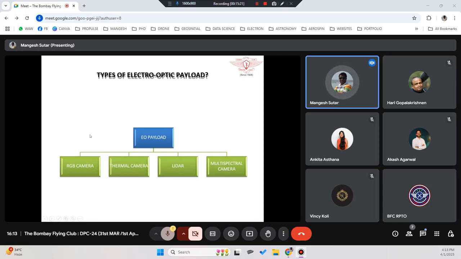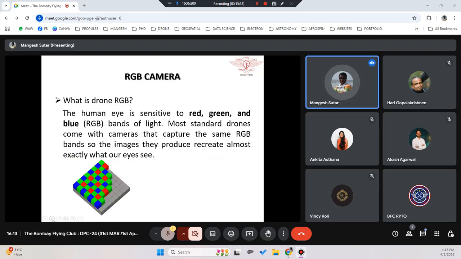So what types of electro-optical payloads do we have? We can have RGB cameras, thermal cameras, LiDAR sensors, and multispectral or hyperspectral cameras also. So what is an RGB camera? An RGB camera is nothing but whatever we see through our eye, the same is captured by the camera. Like the camera in our mobile, similarly the RGB camera we connect to the drone could be of a different type.